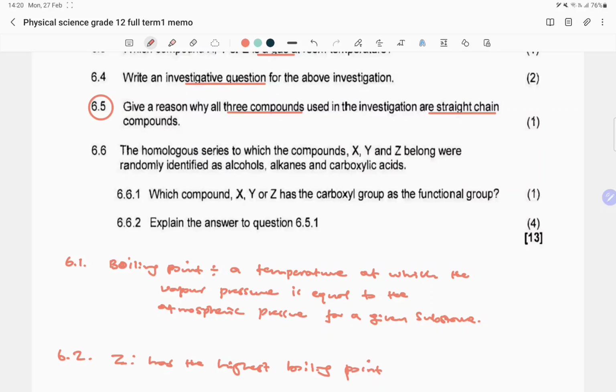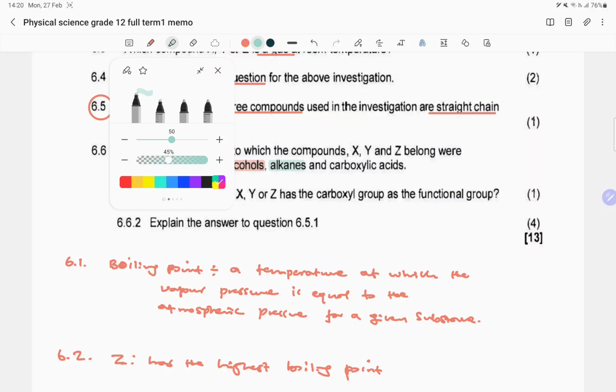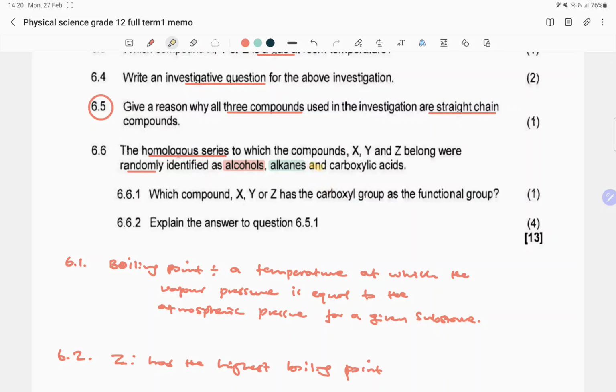Now we're told the homologous series to which compounds X, Y, and Z belong were identified randomly, meaning we don't know which one, Z or Y or whatever, as alcohols, okay, as alkanes, and carboxylic acids. Right, so this makes a bit of sense now, because we can see these are definitely different. Most likely this would be X, isn't it?